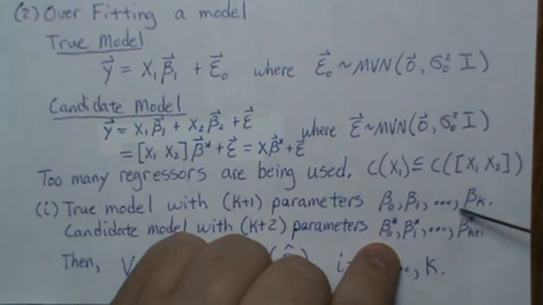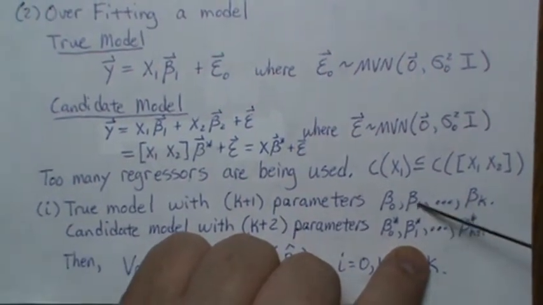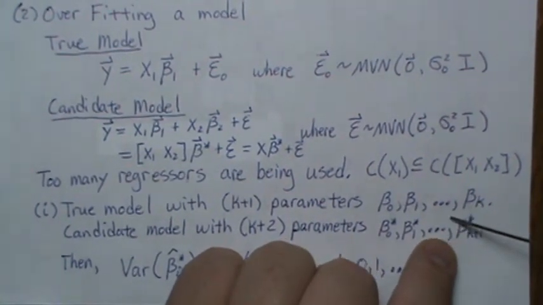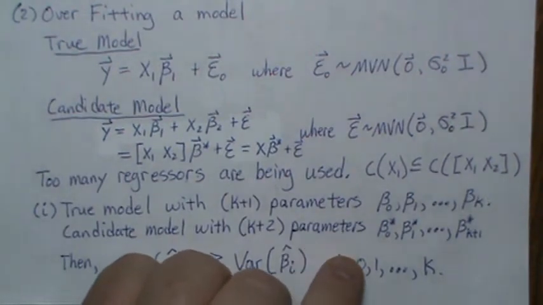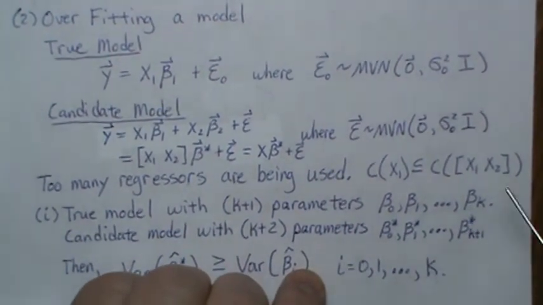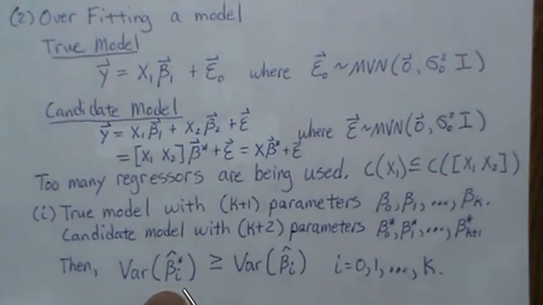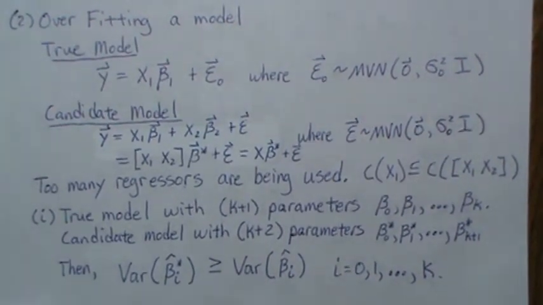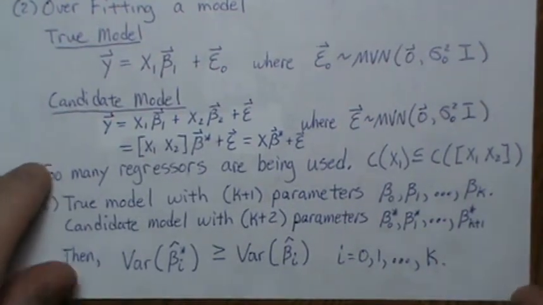But each of these are corresponding to each other. So beta 1 and beta 1 star actually correspond to the same predictor variable, say x1. And this is the same all the way to beta k star, which deals with the kth predictor variable. And then since we're overfitting the model, beta k plus 1 star doesn't have a corresponding beta in the true model. So if we only look at the k plus 1 beta parameters, since we can't compare this to anything in the true model, we're only going to look at the corresponding ones, then the variance of the least squares estimates of the overfit model are always greater than or equal to the variance of the true model beta parameters. And this is true for i equals 0 to k. And that's kind of a satisfying result.